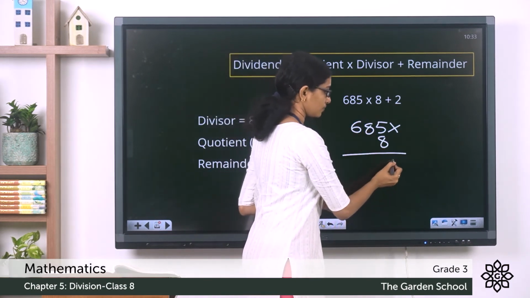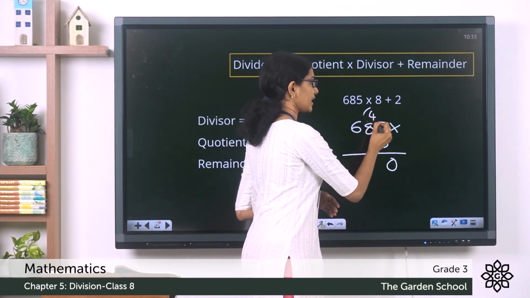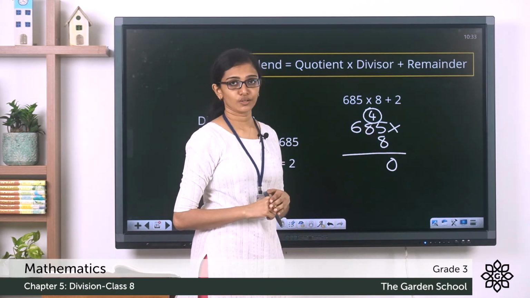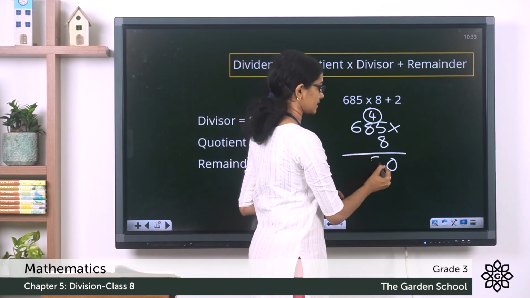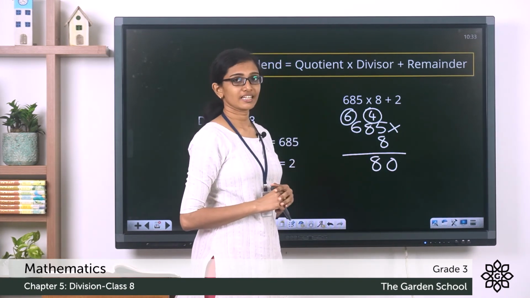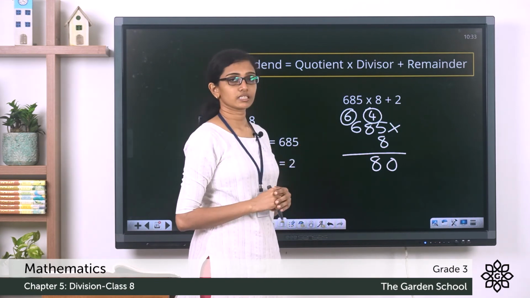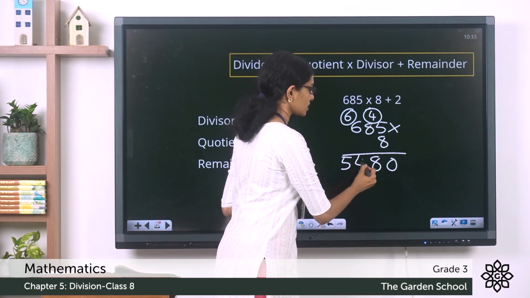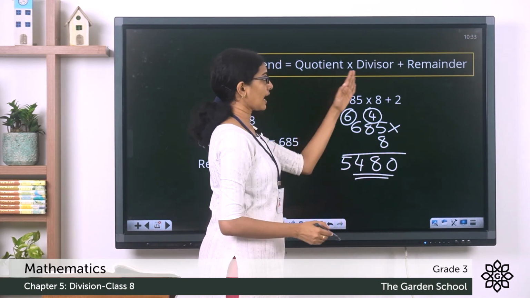8 5s are 40. Write the 0 here. Carry over the 4 to the tens place. Now 8 8s are 64 plus 4 is 68. Carry over the 6 here. 8 into 6, that is equal to 48 plus 6. What is 48 plus 6? It is equal to 54. So this is the product of the quotient and the divisor.